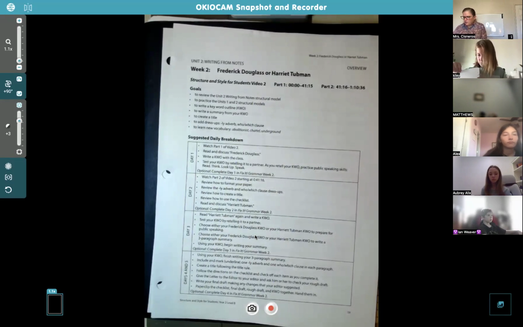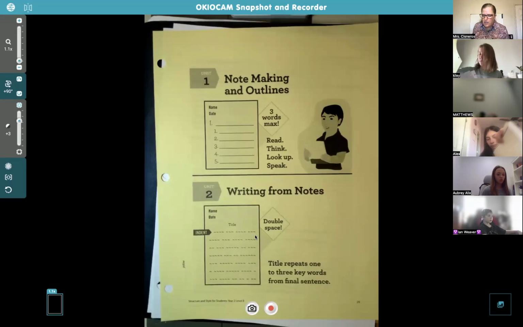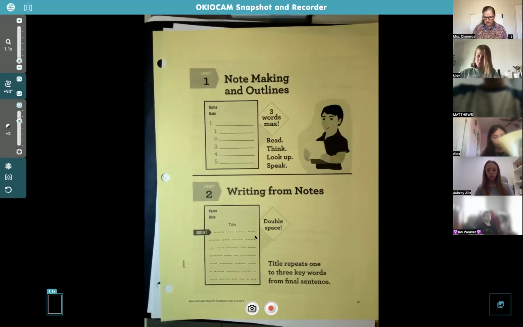This one, let's put this one away first, this yellow page right here. That one goes behind the tab that says model charts and outlines. By the way, be really careful with your binder because it does bite. It will bite you.